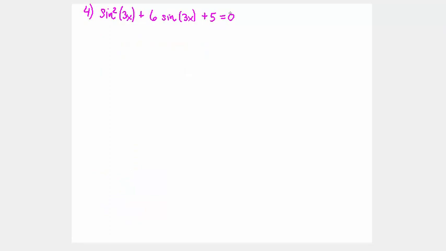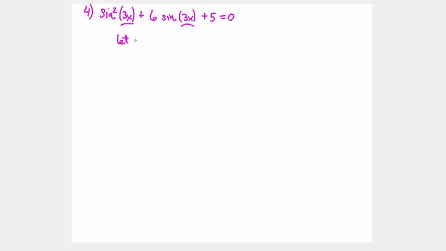This one reads, sine squared of 3x plus 6 sine of 3x plus 5 equals 0. Now, it doesn't take too long to notice something very different about this one, which is the inputs are 3x instead of just x. Otherwise, this is in the nice quadratic form that we've been seeing and can factor by now. But that 3x may pose a problem. So we could either just kind of leave it and ignore it, but there's also another way to handle it, which is to use a substitution.